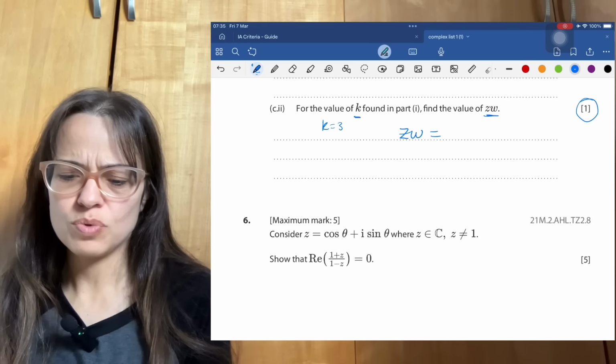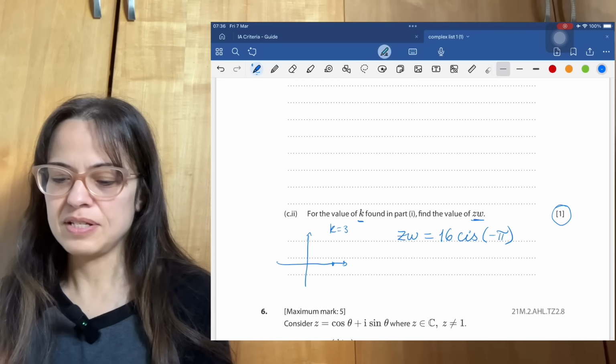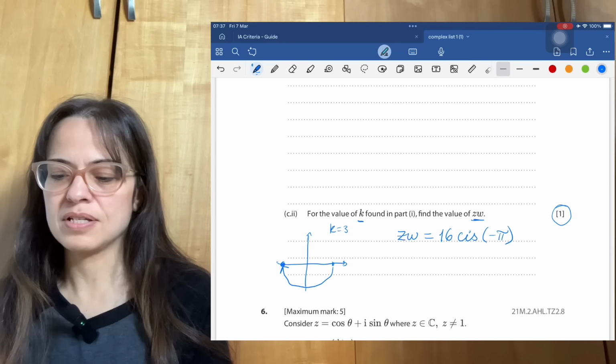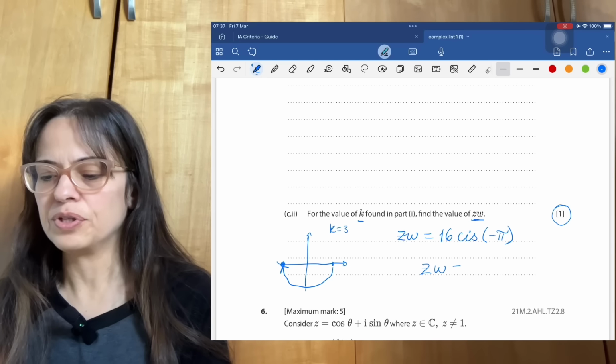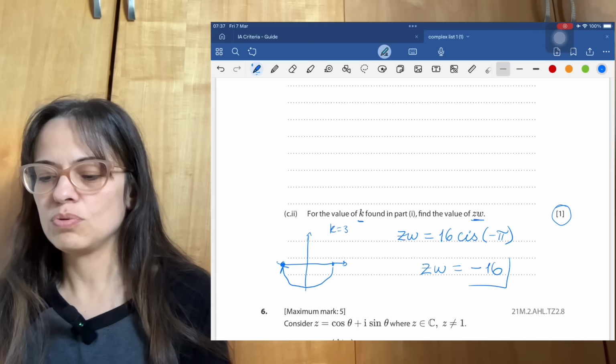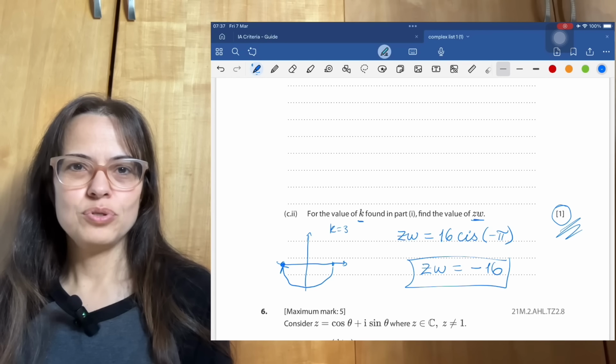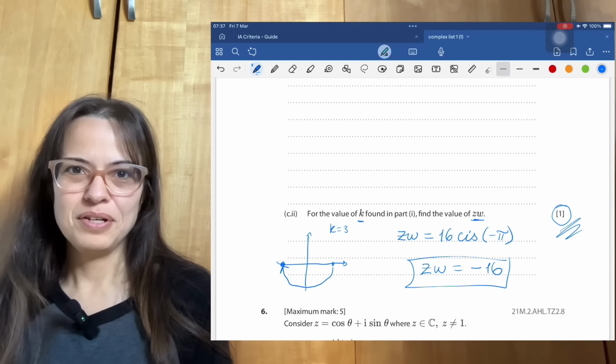So that's the number. That's not the best way to write this number because if you start on 16 and then you rotate minus pi angle, you just get to this side where it is just the real number, negative 16. So this is a better way to write this number. And for 1 mark, I think I would do that because it might be the thing that they're testing.